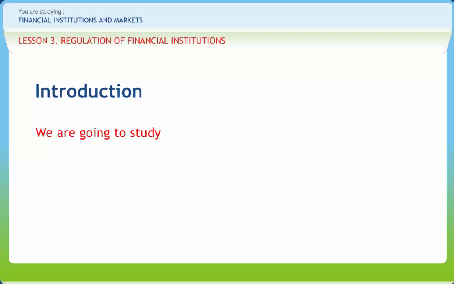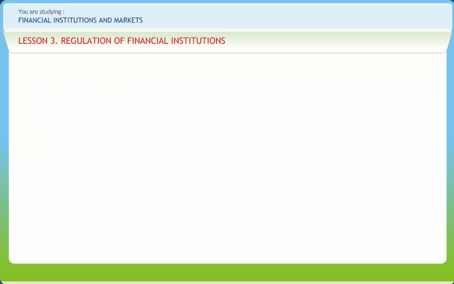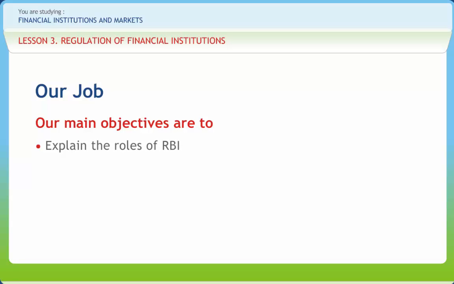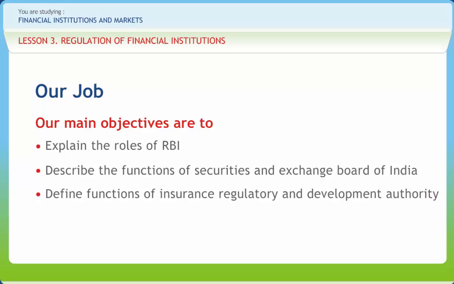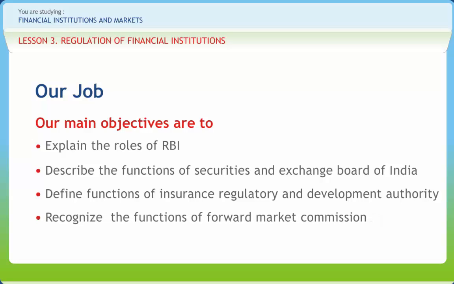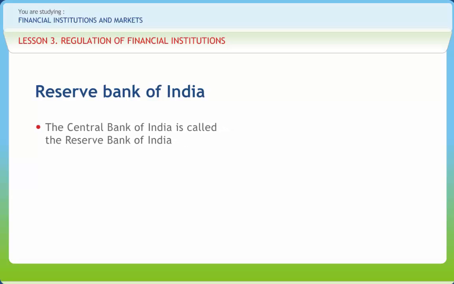In this lesson, we will learn the role and functions of RBI, the functions of SEBI, the functions of IRDA, and the functions of FMC. After going through this presentation, you should be able to explain the roles of RBI, describe the functions of Securities and Exchange Board of India, define the functions of Insurance Regulatory and Development Authority, and recognize the functions of Forward Market Commission.